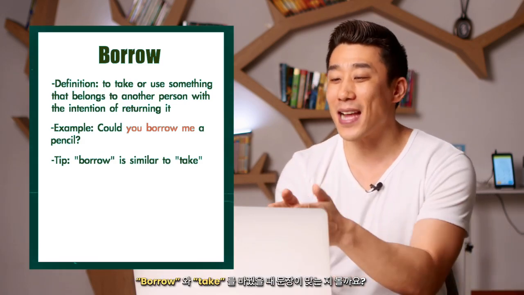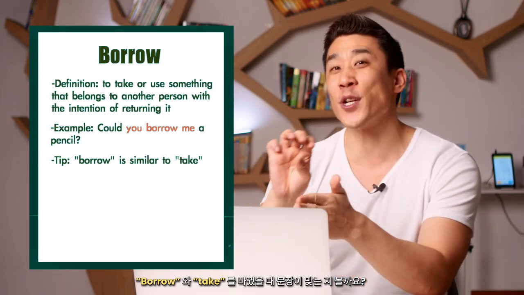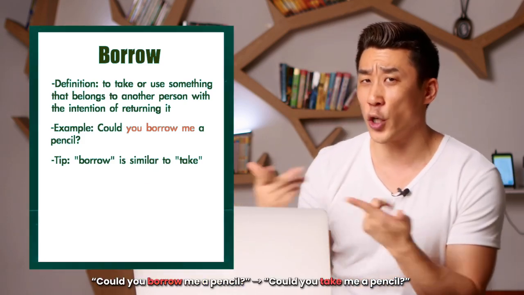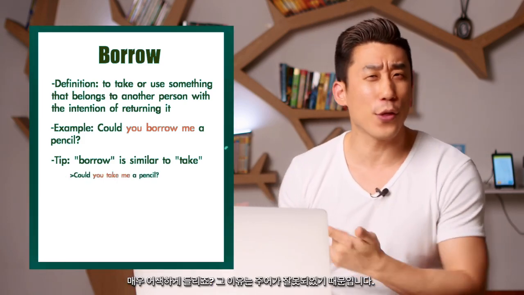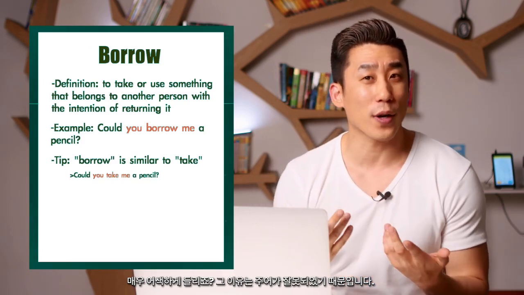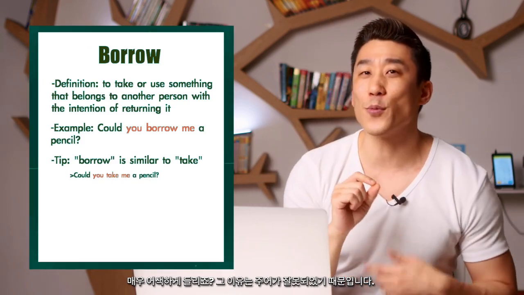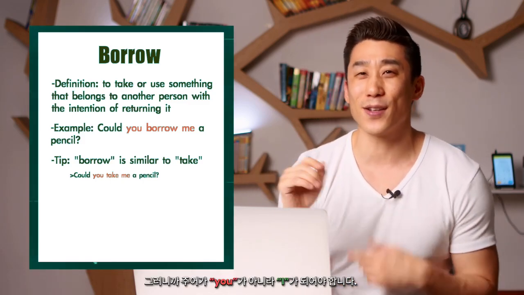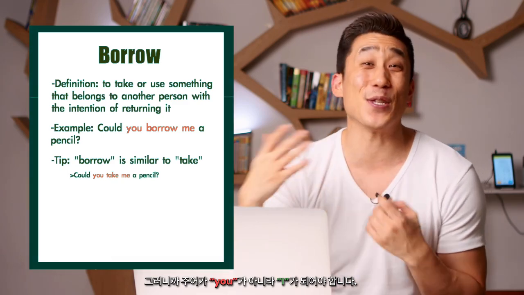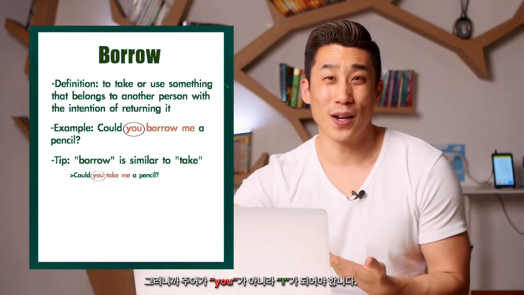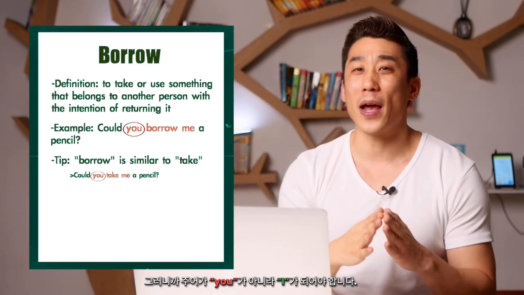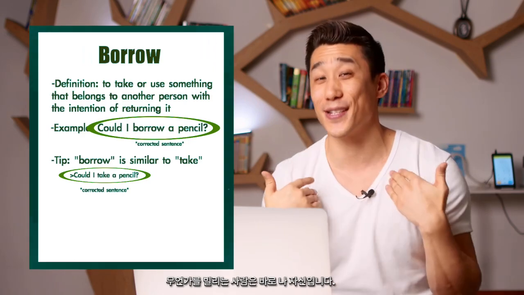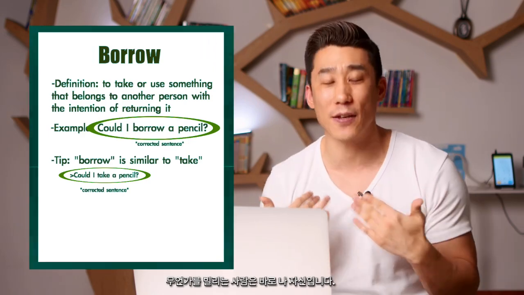So does that sentence work if you switched borrow with the word take? Could you borrow me a pencil? Could you take me a pencil? Those sentences sound very awkward. So what we need to do here is we need to change the subject, right? The reason why this sentence is all confusing is because the subject is you. Could you? You need to erase the you and change it to I, because you're the one who wants to take something. You're the one who wants to receive something.